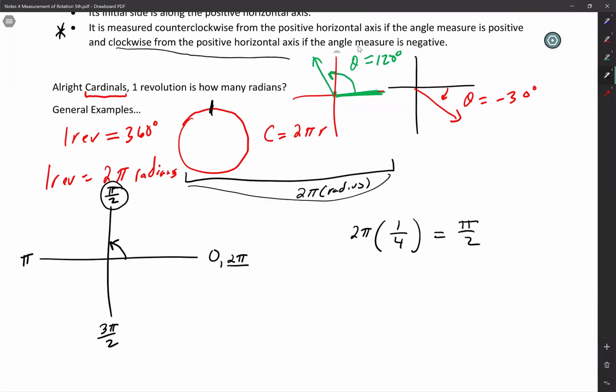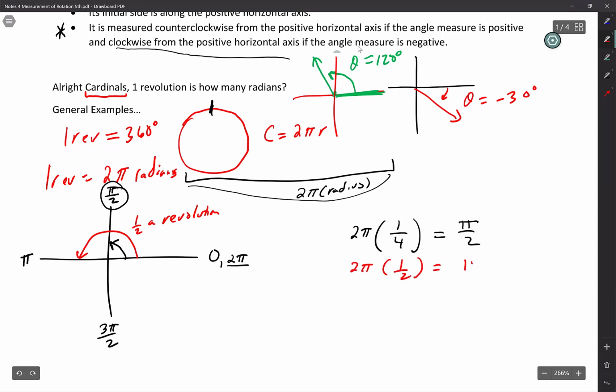If I do this in red, if I go from here to here, that's half a revolution. Well, if I take 2 pi and multiply by half a revolution, you just get pi. So pi is equivalent to 180 degrees. Is this making sense, guys?